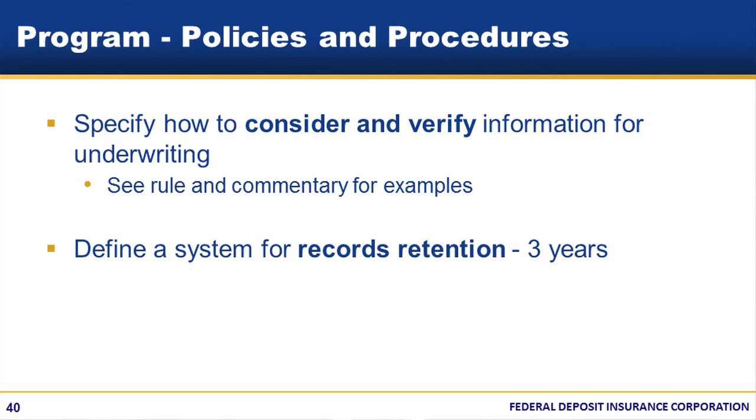More generally, your policies and procedures should define a system for record retention. You must retain records necessary to demonstrate compliance with the ATR QM rule for 3 years after consummation. It is not necessary that you keep paper copies used in underwriting for ATR, only that you can reproduce the records.